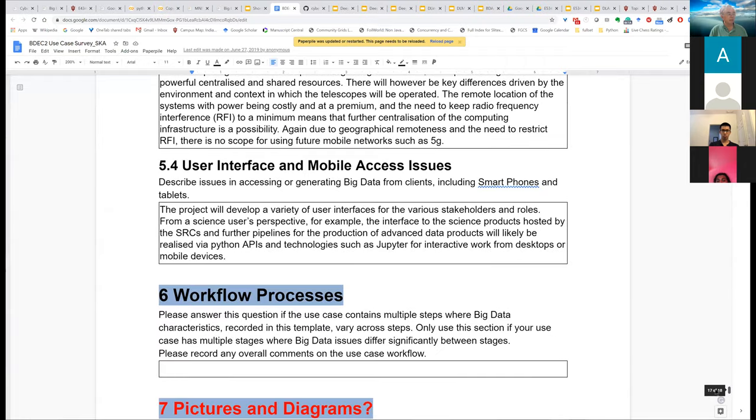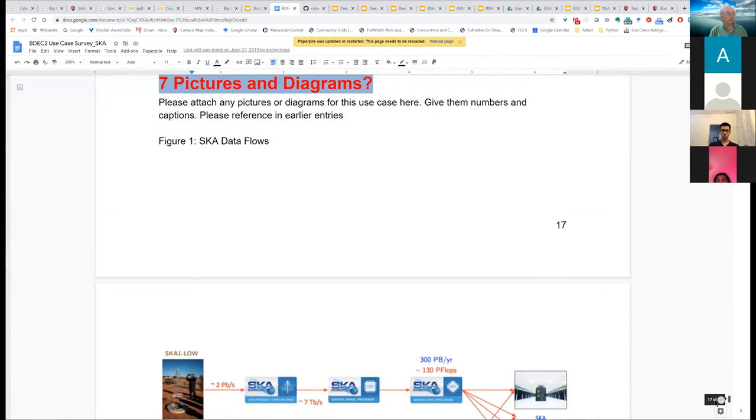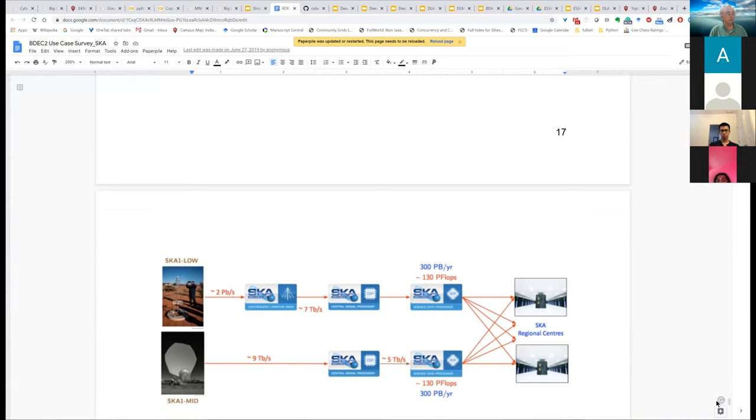And there's a picture I'm trying to find at the end. Okay, here's the picture. Here is low, which is Australia. Here is mid, which is South Africa. The low starts off with 2 petabytes, so it's a very high data rate, which will pass through an immediate processor going down to 7 terabytes per second. Of course, 7 terabytes per second is quite a lot. And the analysis is measured in hundreds of petaflops per year, a computer of that size running continuously.